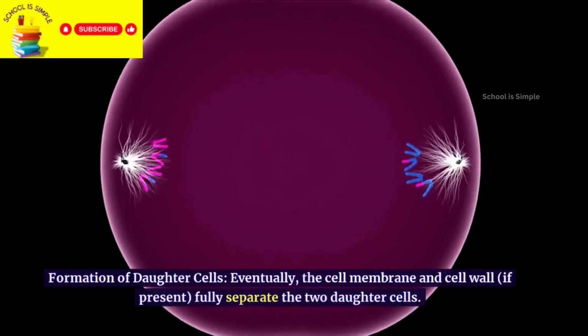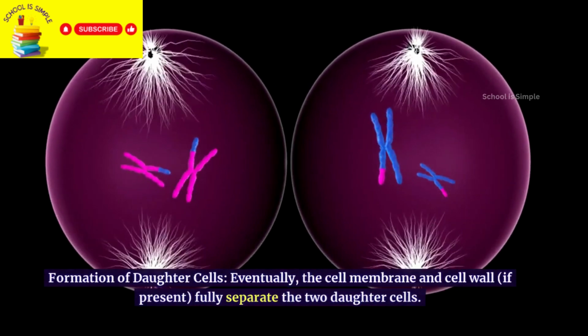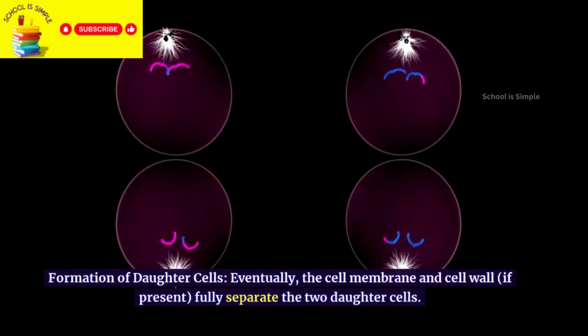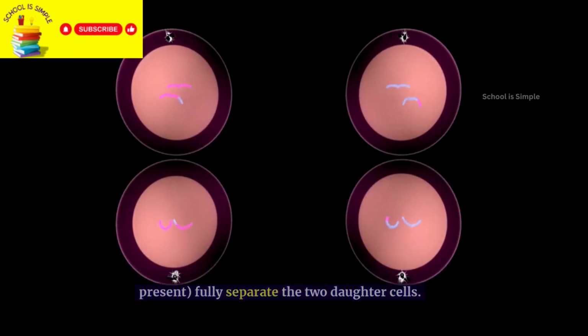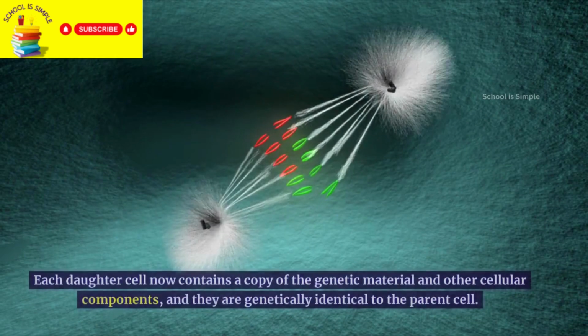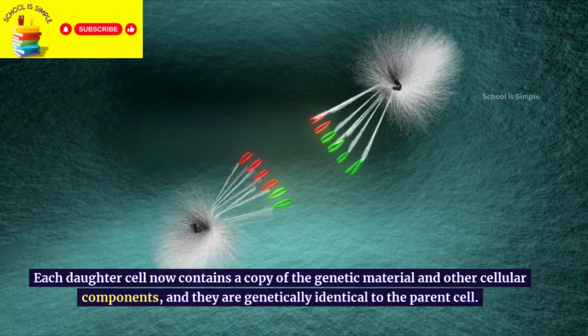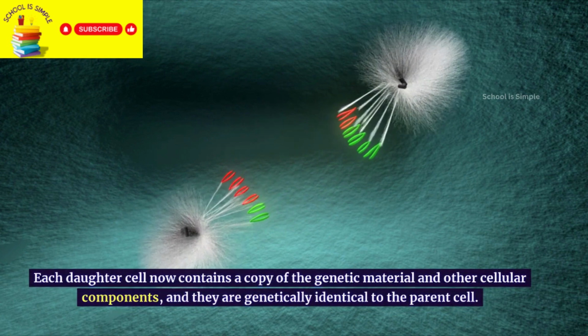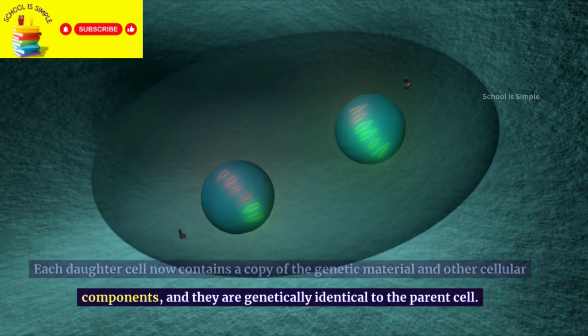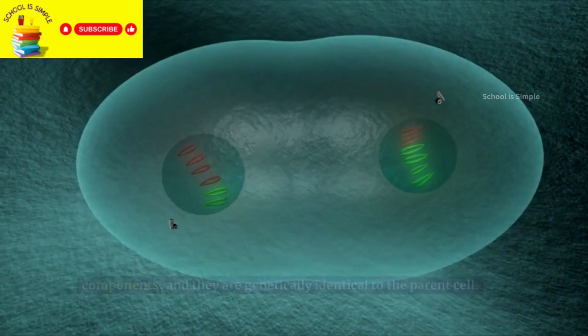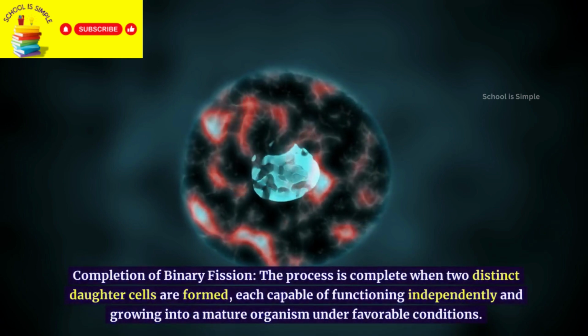Formation of daughter cells. Eventually, the cell membrane and cell wall, if present, fully separate the two daughter cells. Each daughter cell now contains a copy of the genetic material and other cellular components, and they are genetically identical to the parent cell. Completion of binary fission.